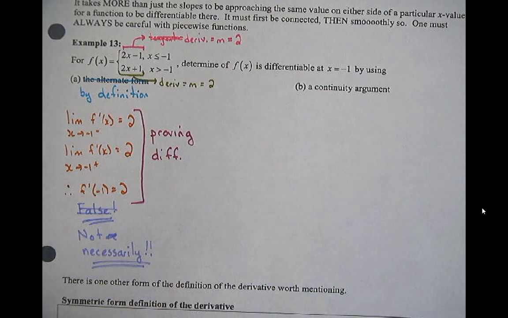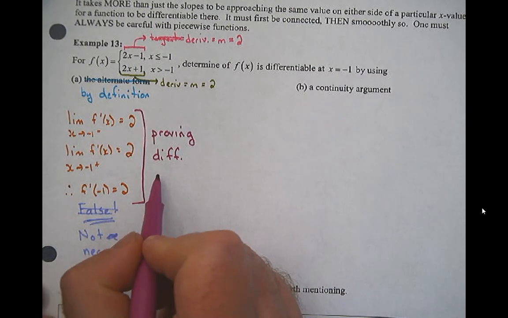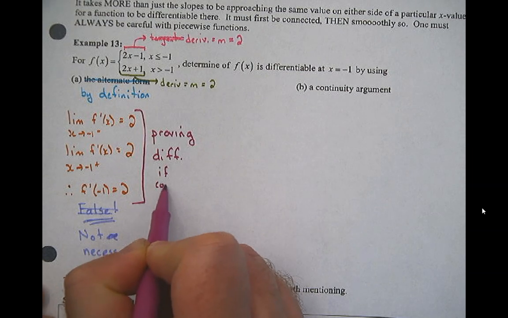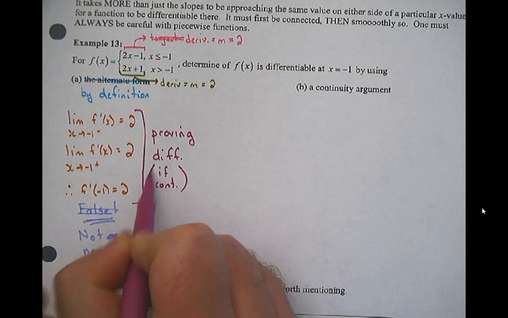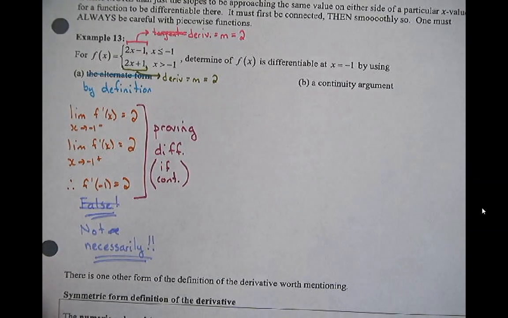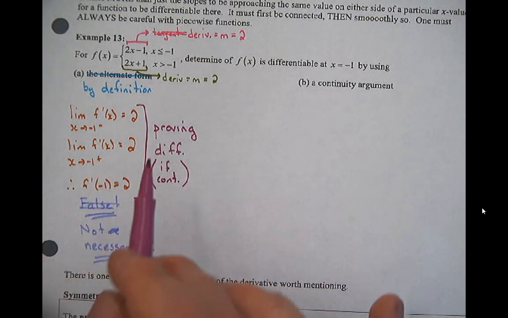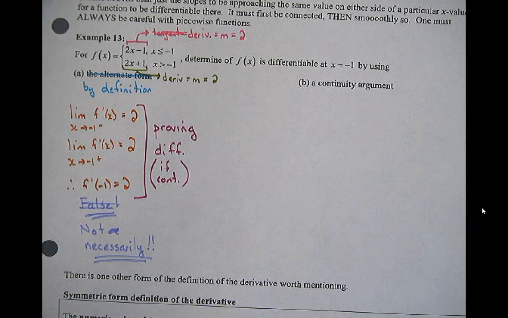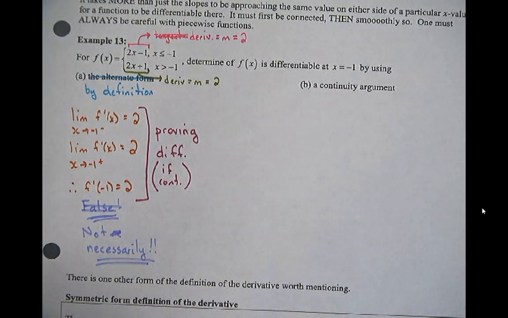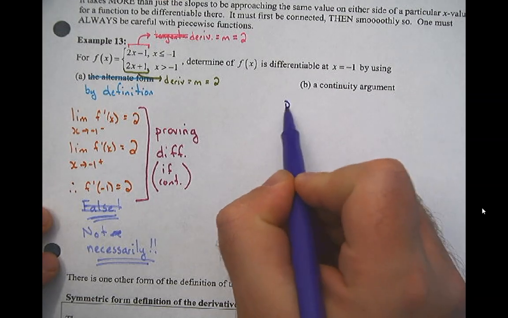In parentheses, if continuous. So you have to first show that your function is continuous. You can't be differentiable if you aren't continuous. That was that theorem that we just talked about. So I'm going to try to prove continuity.